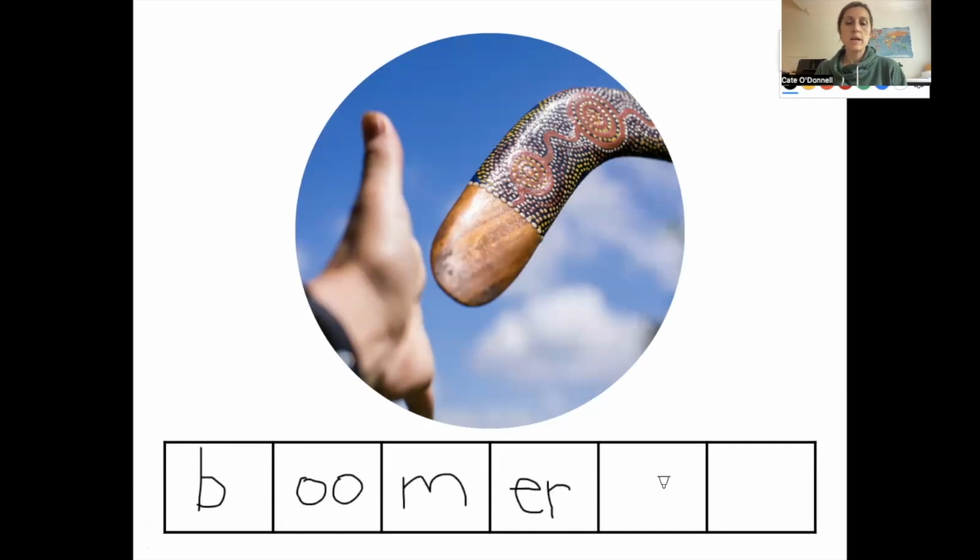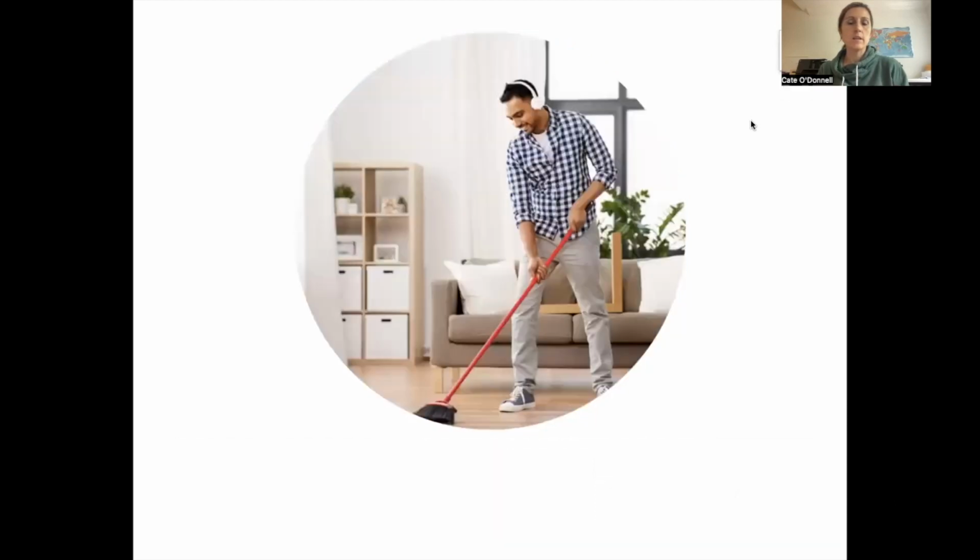What's the next sound we hear? Boom-er-a. Long A sound, spelled with the letter A. And what's the last sound in boomerang? Ang. Ng is spelled N-G. This is how you spell boomerang. Let's erase, go to our next slide.